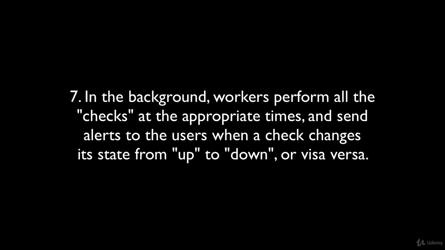And 7, in the background, we want to perform all the checks at the appropriate time and alert the users when a check changes its state from up to down or vice versa. We want our checks to run once a minute. So once a minute, we want all the checks created by all of the users to run. We want to check those URLs to see if they're up or down, given the definition provided by the user. And if it is currently down when it had been up, we want to send them an SMS. If it is up when it had just been down, we want to send them an SMS. Otherwise, if it doesn't fit those two conditions, we just want to do nothing. Okay, so that's pretty much our requirements for the API.